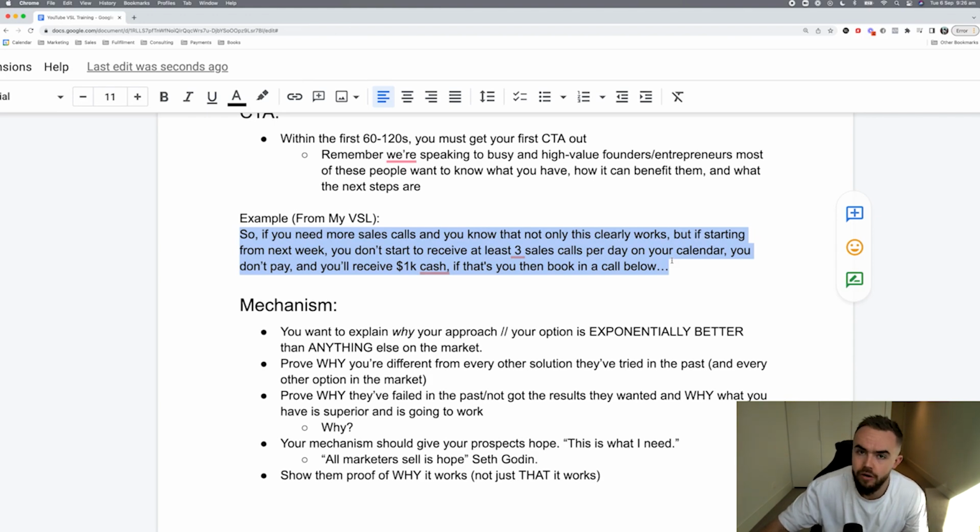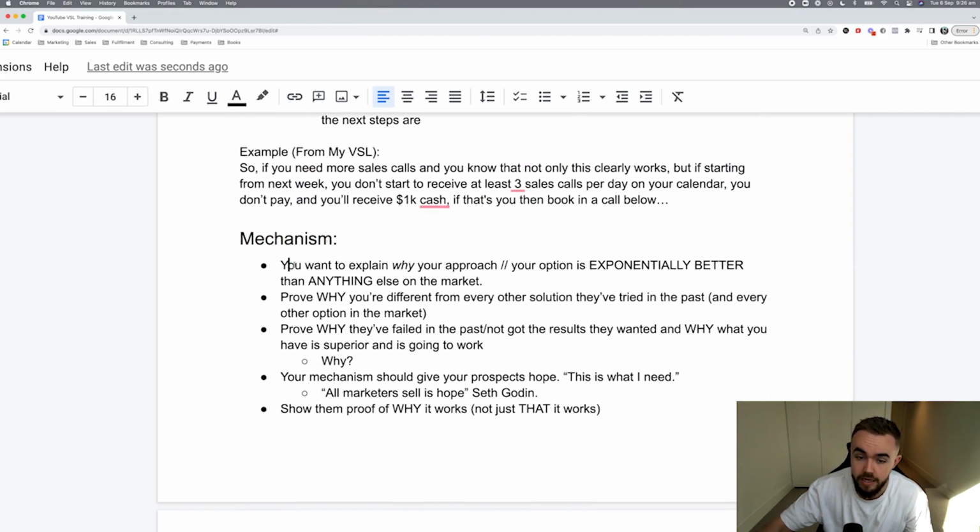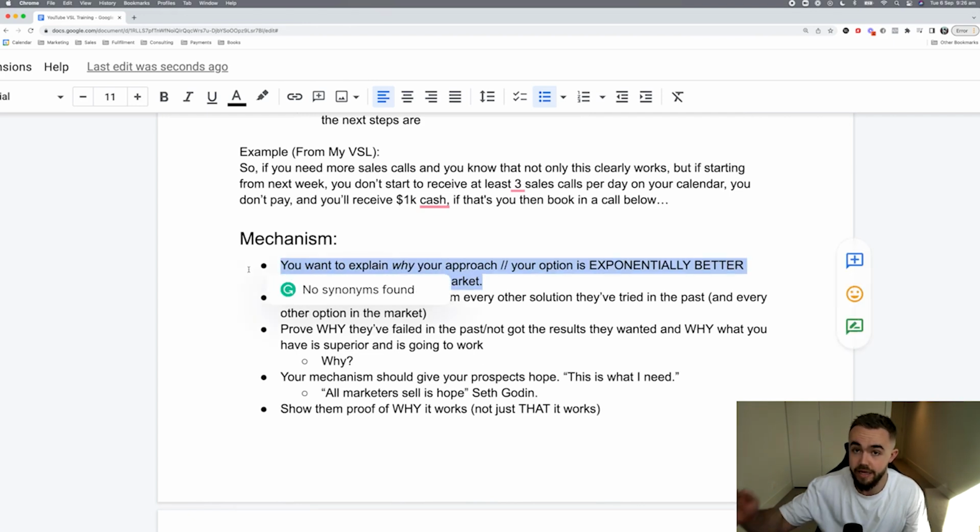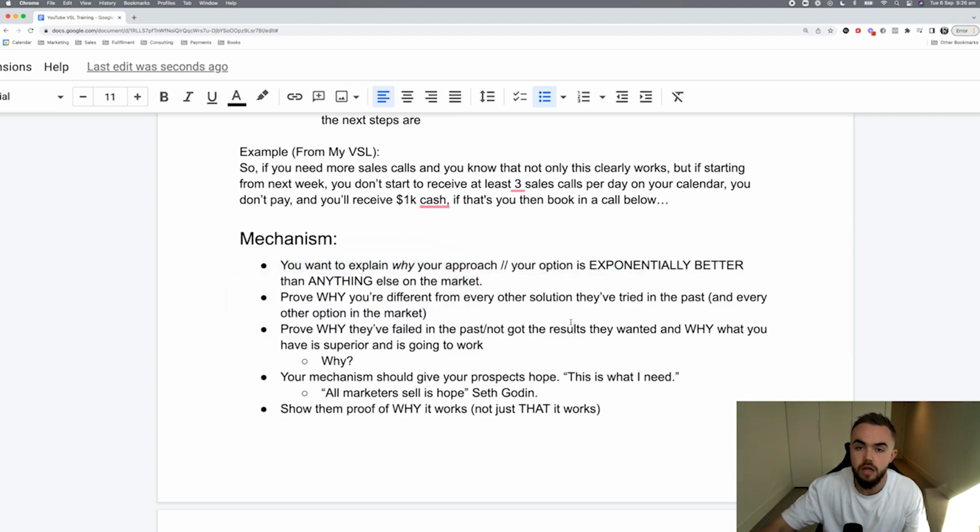It's like, why does this work? How does this work? Whatever. That's where the mechanism comes into play. So the mechanism, okay, you want to explain why your approach or your option is exponentially better than anything else on the market. Just think, if you're able to get your prospects to this point in their mind where they're like, I can clearly see why you are exponentially better than every other option in the market, they'll book on a call with you every single time, period.